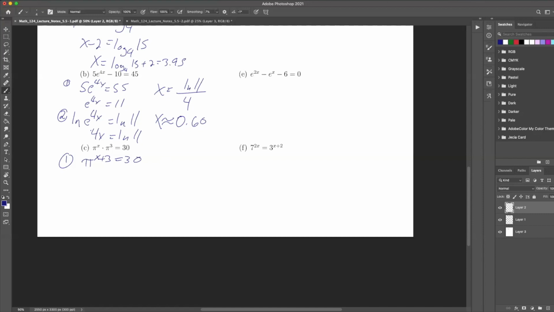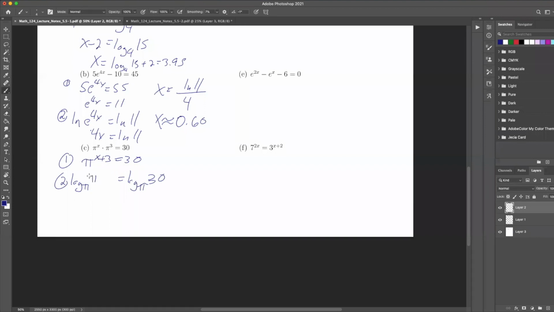So here we've combined it. In this case, I'm just adding up exponents using my exponent rules. Okay. Second thing I want to do is take log base pi. So whatever this base is, that's what we're going to use. So log base pi of x plus 3 equals log base pi of 30. Log base pi, oops, hold on, I wrote this wrong.